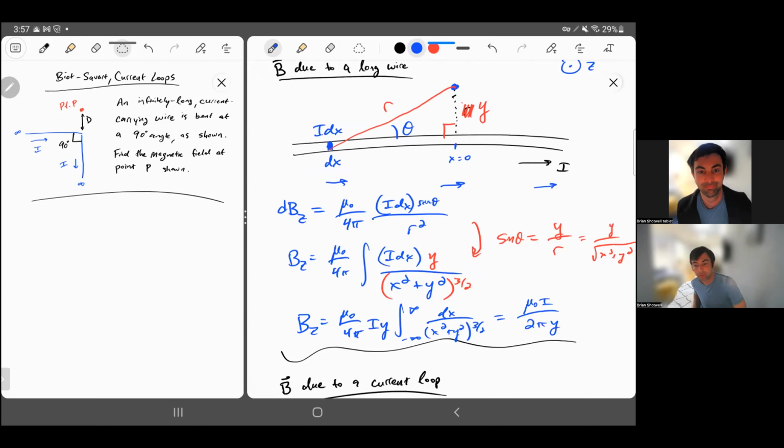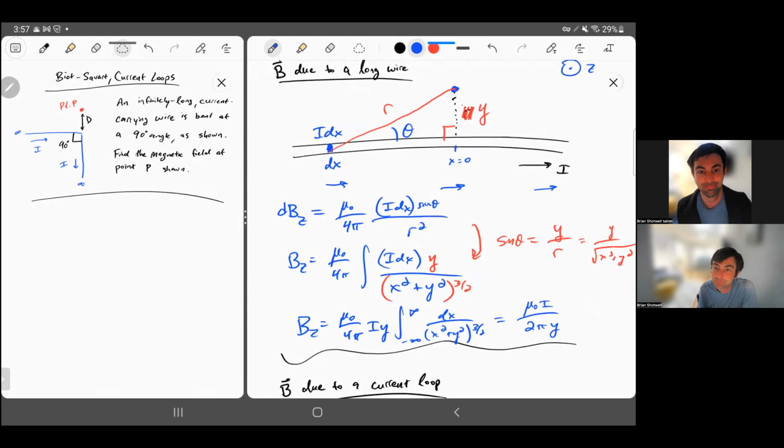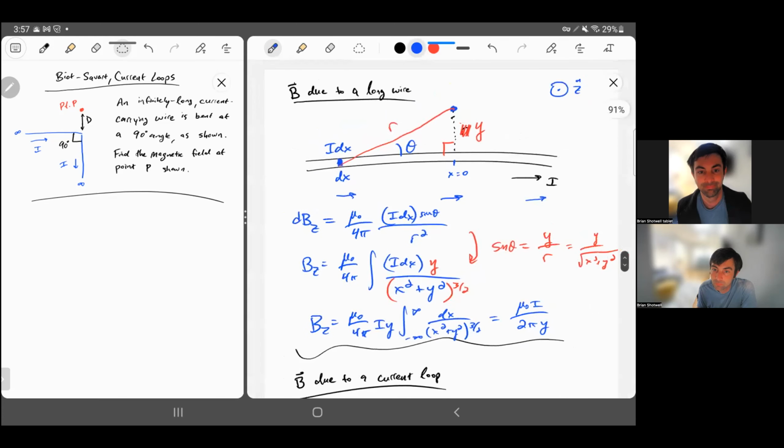And remember, at the very end, we're going to replace y with r and say, well, we're a distance r from the wire, and the final result is mu naught I over 2 pi r. So that's one of the main results, and we're going to have another way of deriving this with Ampere's law in the next video.